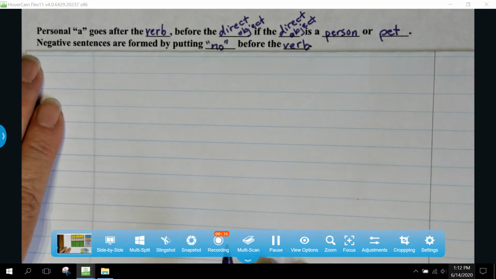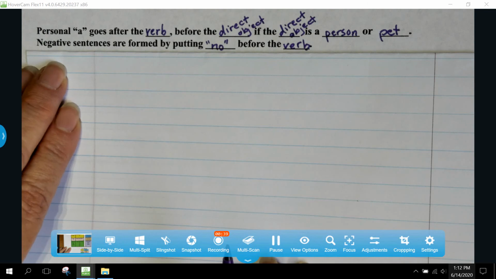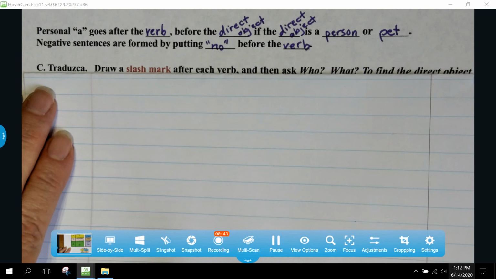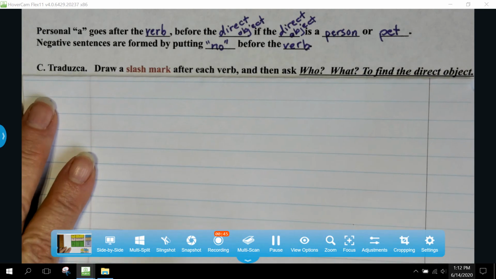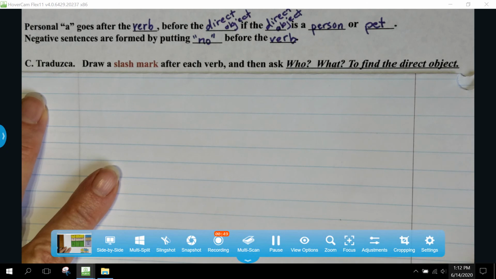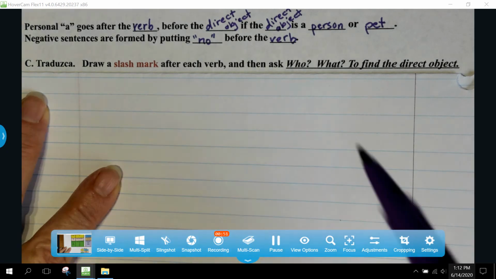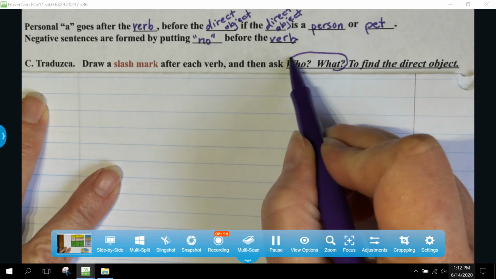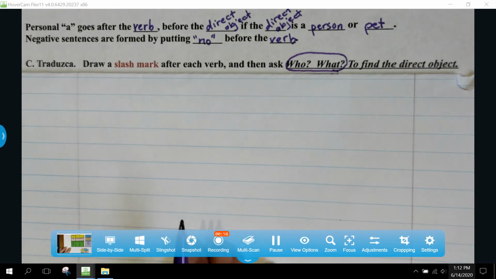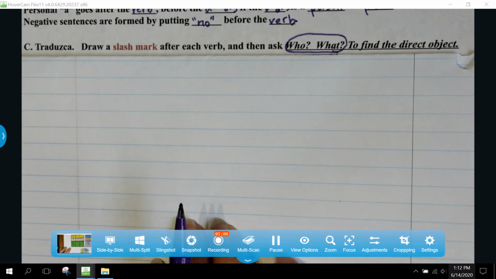Negative sentences are formed by putting a no before the verb. In English, we put not. Okay, so what we're going to do to help ourselves is we are going to draw a slash mark after each verb. Then we will ask who or what. That will find the direct object for us. If you're not good at English, don't panic.